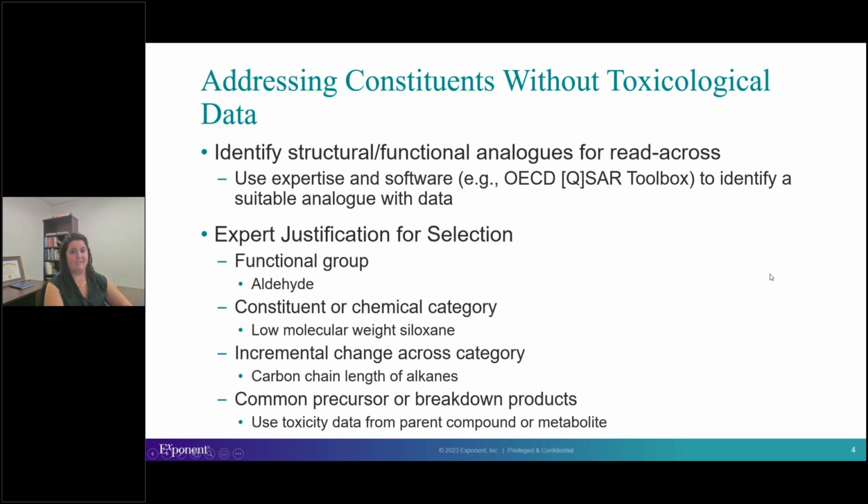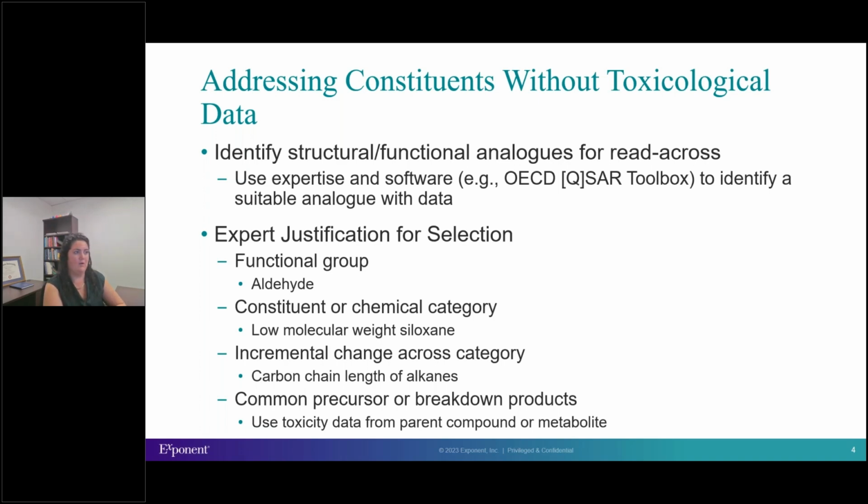That said, it's not always possible to form a group with other constituents, or sometimes we encounter that none of the grouped constituents have toxicity data. So in these situations, we rely on our expertise and knowledge of chemical classes, as well as the use of software like OECD QSAR Toolbox to identify suitable analogs that do have toxicity data. And so once we identify a suitable surrogate for toxicity read across, we always make sure to provide a robust justification for our selection. That'll include things like functional groups that are in the constituent and surrogates.